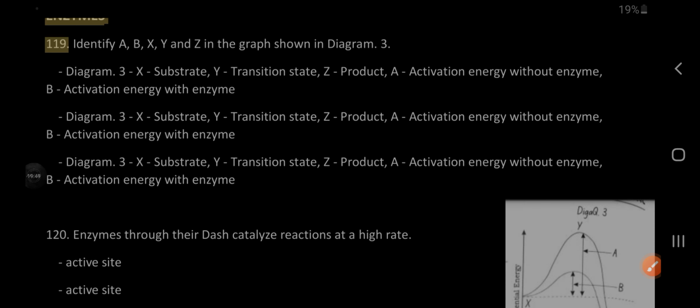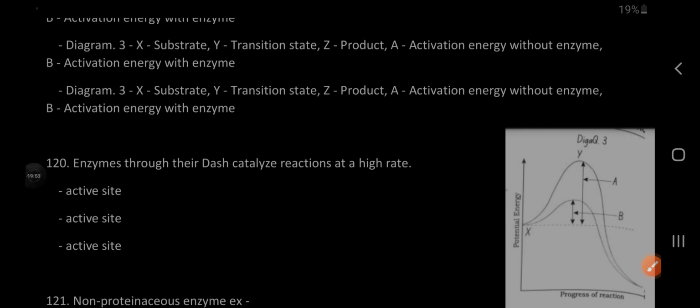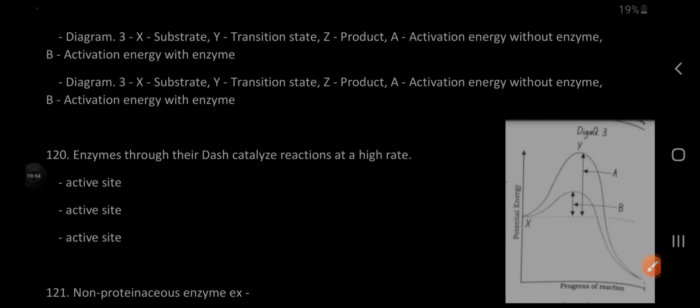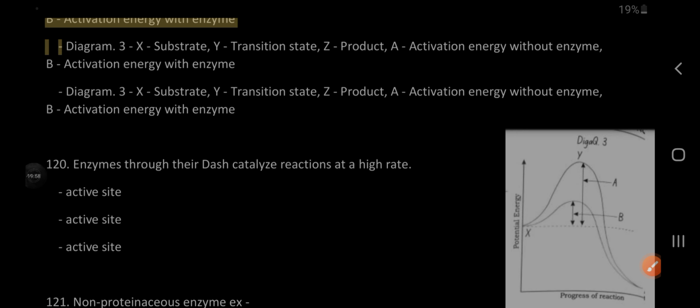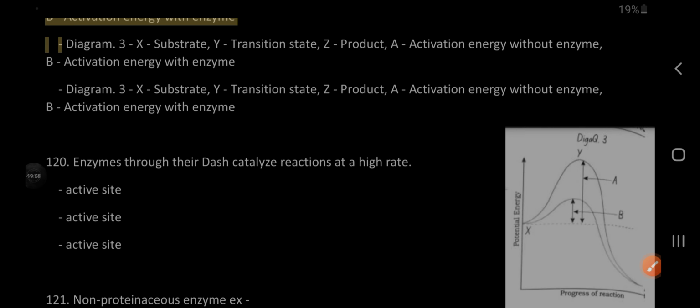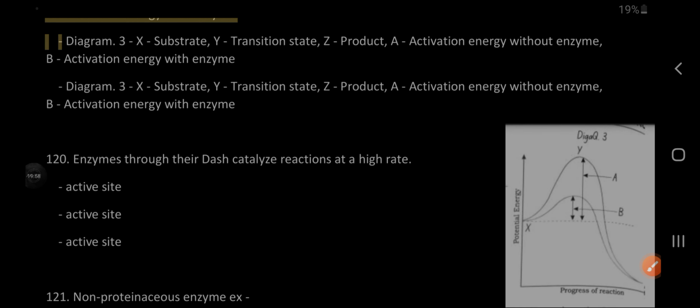Identify A, B, X, Y and Z in the graph shown in diagram 3. X, substrate. Y, transition state. Z, product. A, activation energy without enzyme. B, activation energy with enzyme.